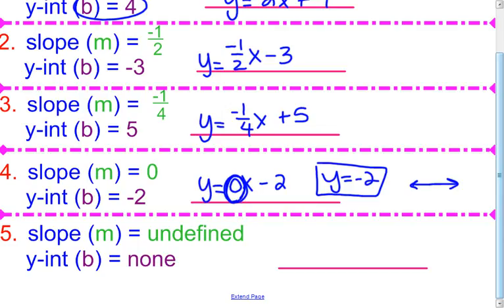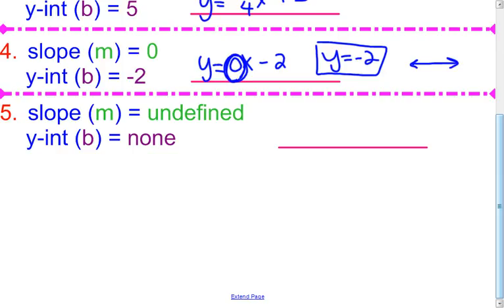I don't have a number that I can put in for m, sorry, and I don't have an x-intercept. So let's think about what this would look like. An undefined slope, we've talked about how that means you have a vertical line, and if it never crosses the y-axis, let's say this is your coordinate plane here, if it never crosses the y-axis, it has to be parallel to the y-axis. So it has to look like that.